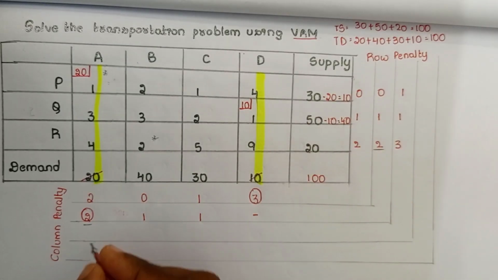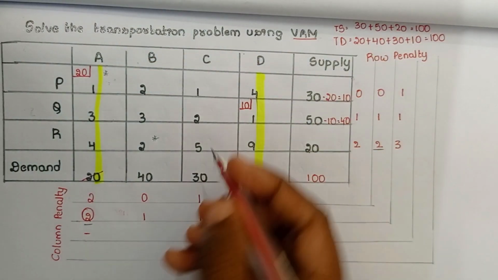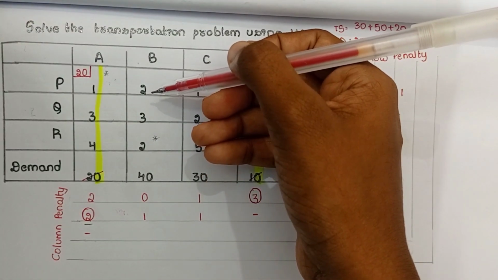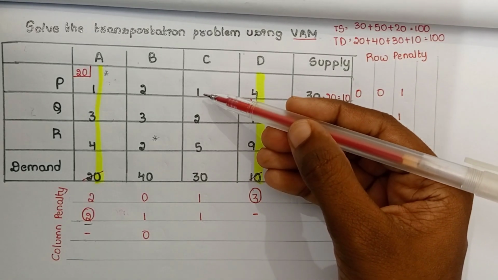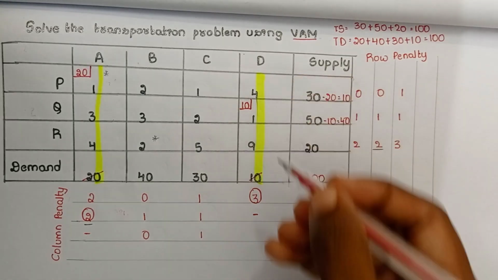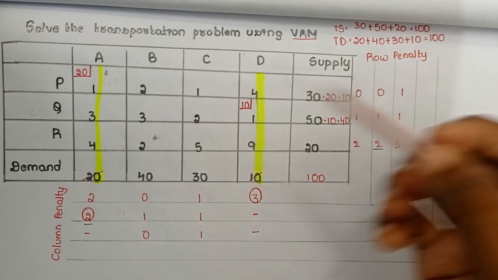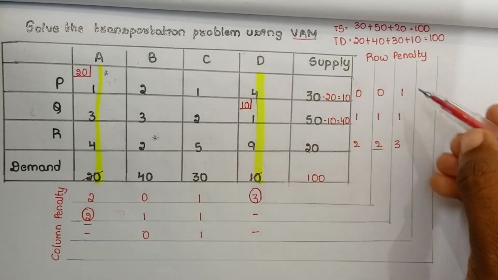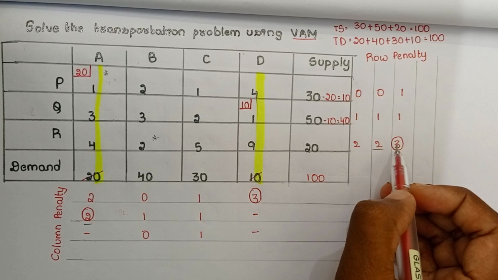When we come to the column penalty, we have given everything in this column, so I have struck it off. It is nil. In the second column, the least value is 2, appearing two times, so 2 minus 2 is 0. Among this, the first least value is 1 and the second least value is 2, so 2 minus 1 is 1. As I have struck off this also, it is nil. The values we got from row penalty and column penalty are 1, 1, 3, 0 and 1. Among these, the greatest value is 3, so I will select this particular row for the allocation.